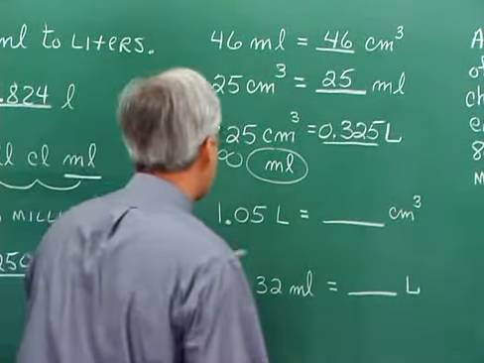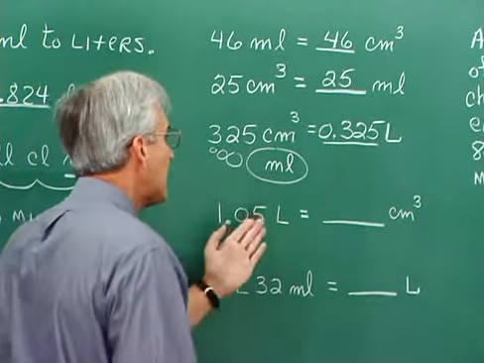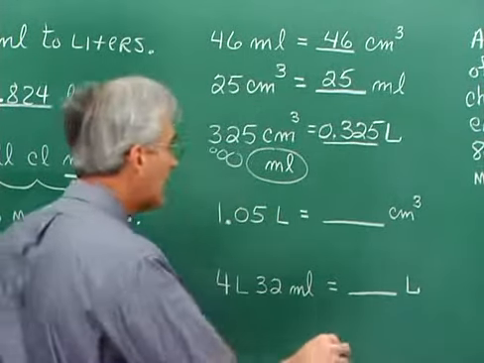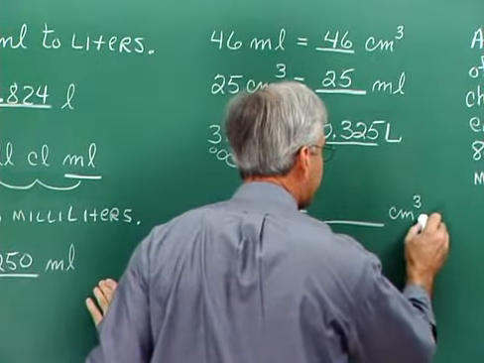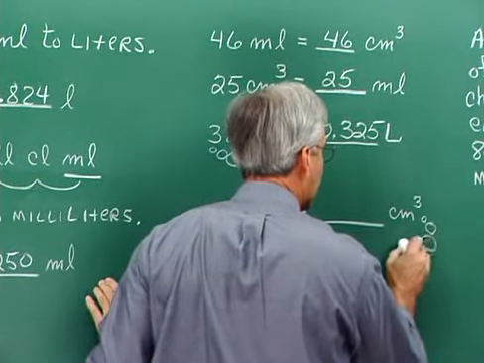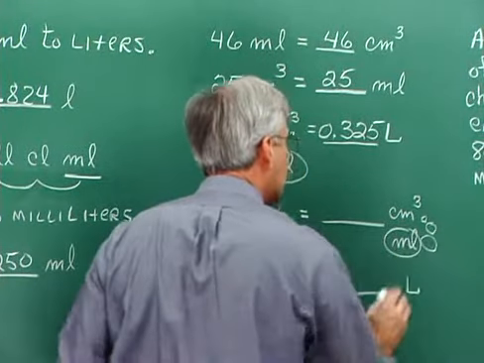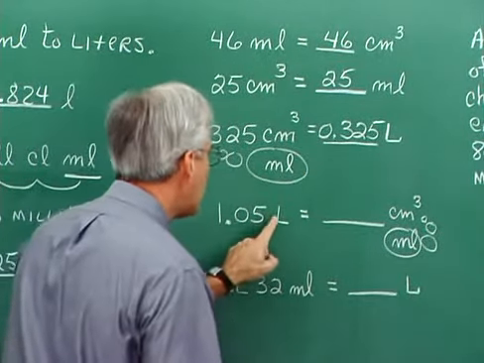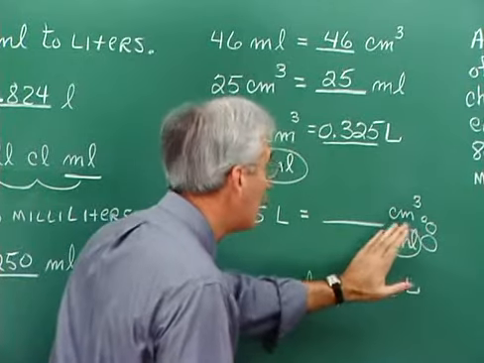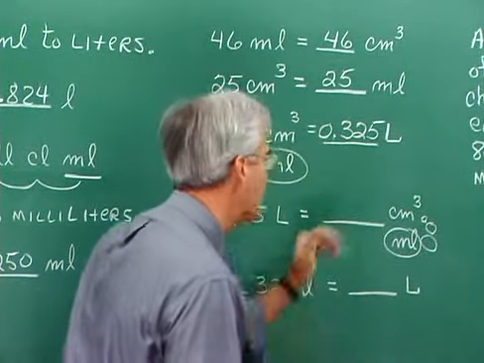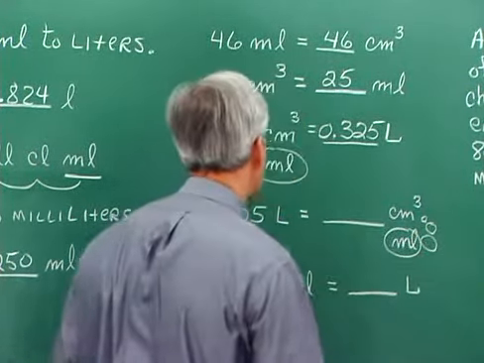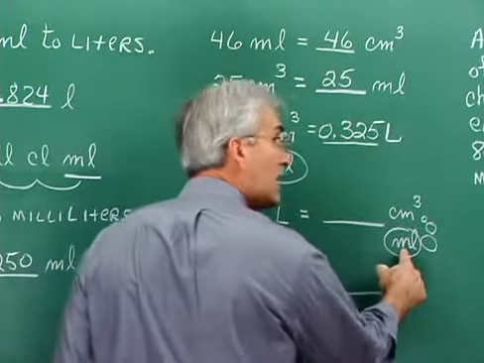Let's go in the other direction. We have 1.05 liters into cubic centimeters. Once again, we think about this. I love these thought bubbles. We think about this as though it were milliliters. So think about changing liters into milliliters, and we're really changing into cubic centimeters because these are kind of like interchangeable parts. All right, so liters into milliliters.